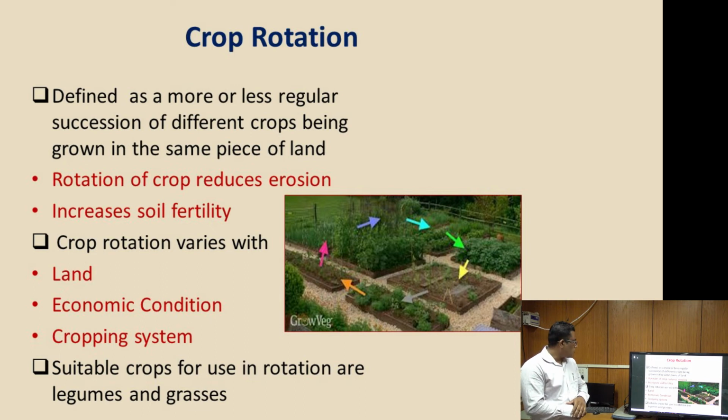Of course, this crop rotation varies with land, economic condition and cropping system. How? Because we all know all land is not suitable for all types of crop. So there could be some constraint.